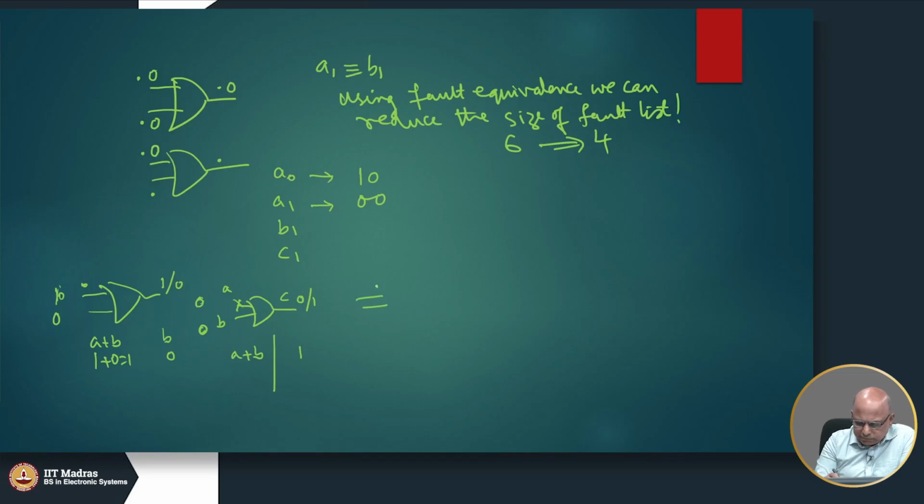Similarly, B1. A good circuit will produce a plus B, but a faulty circuit will produce a 1. So, you must select A and B to be 0, so this is also 0 0.